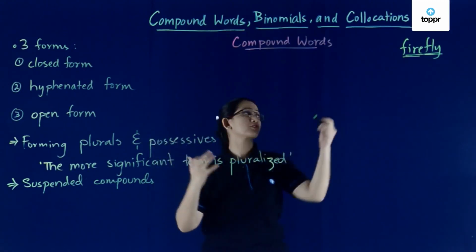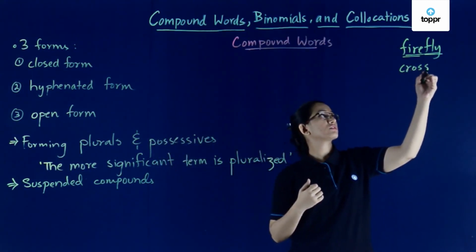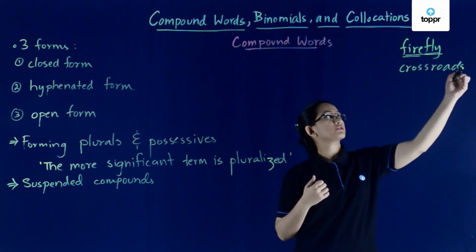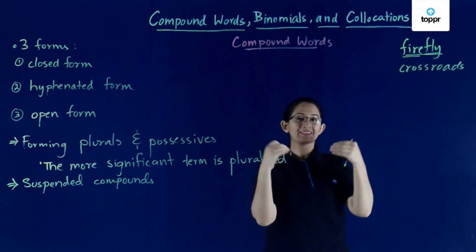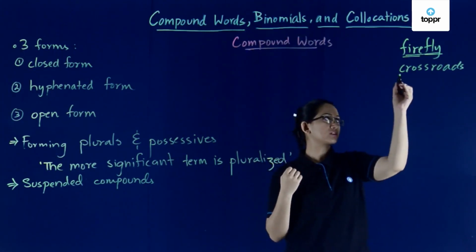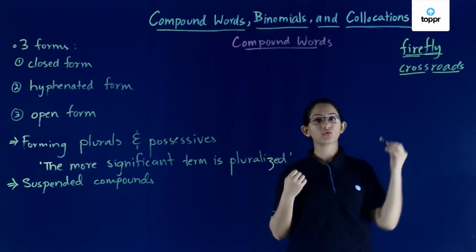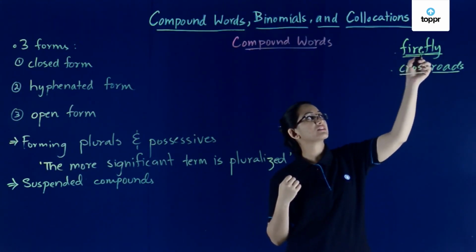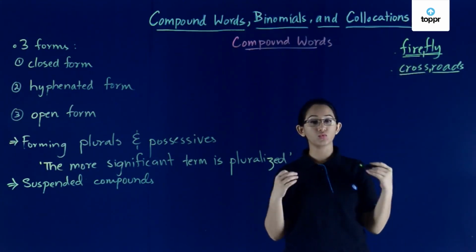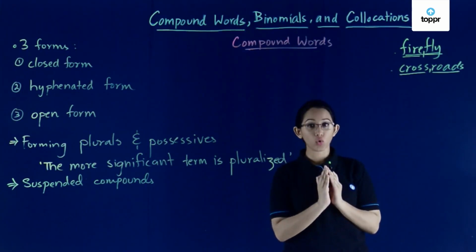Now, another example could be crossroads. So sometimes you might have heard the word crossroads, which is the point at which many things meet, basically. So here, the two words are cross and roads. You would have noticed that neither of these two words have a space in between the two words. So it is in the closed form.